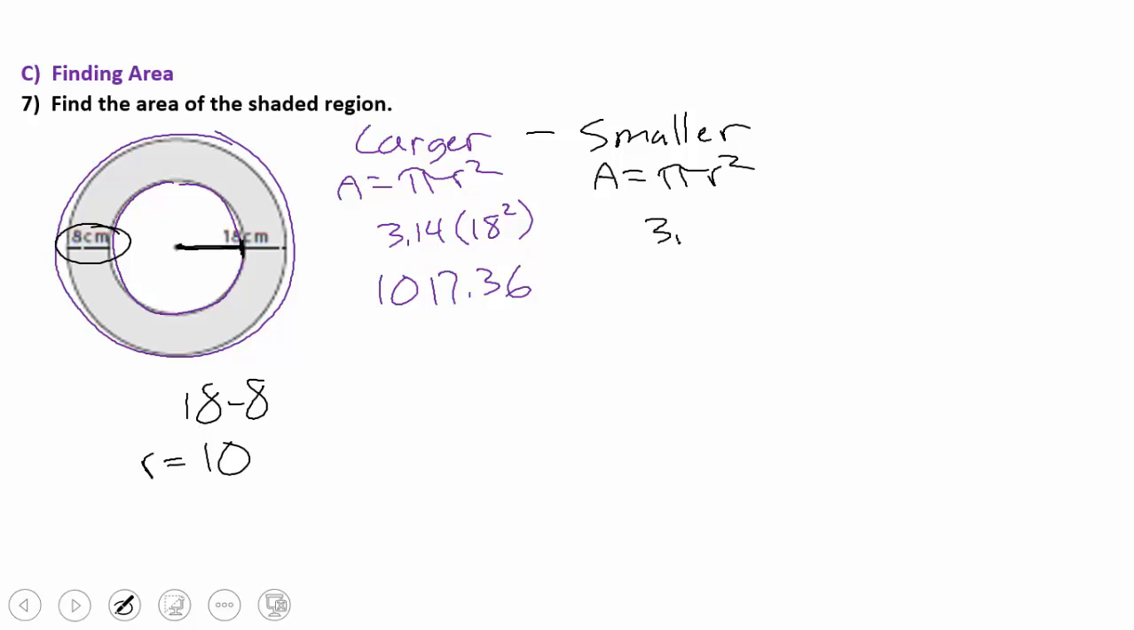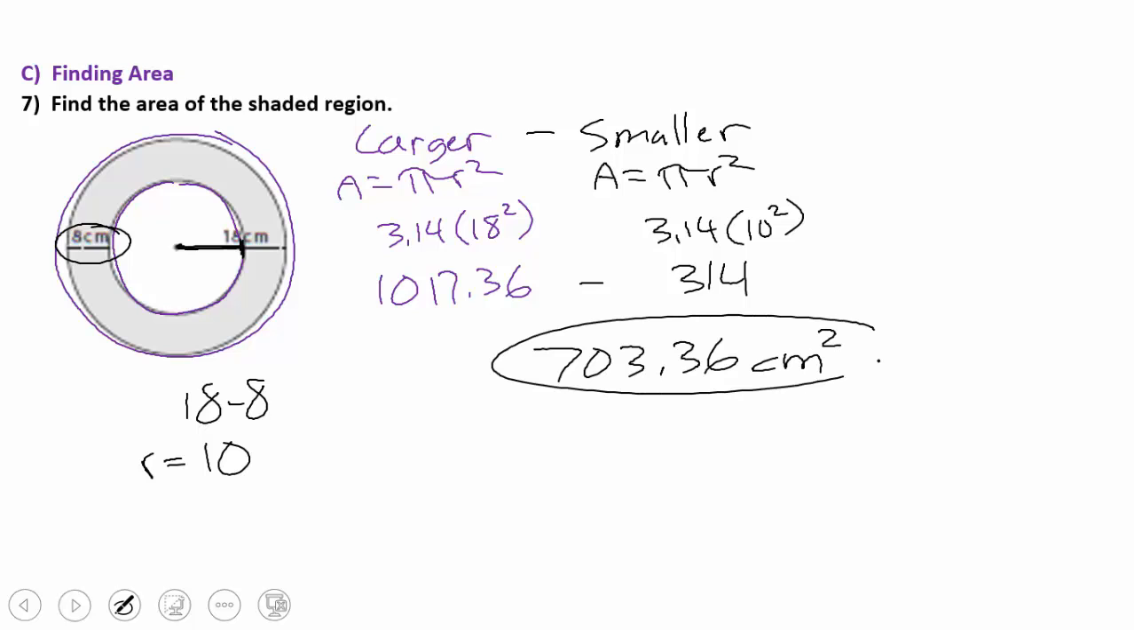So now we can go 3.14 times 10 squared. And when we do that math, we end up with 314. So when we subtract them both, 1,017.36 minus 314, we get 703.36, and that would be centimeters squared for the area of the shaded region.